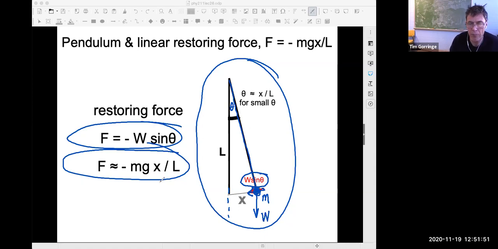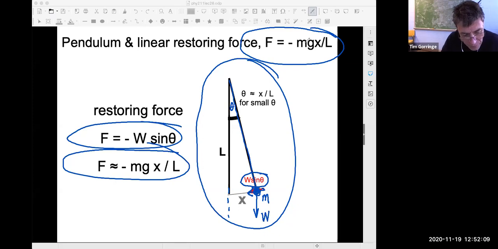They're both in proportion to x. They're both in proportion to the displacement of the mass. And so that's the core, that's the heart of periodic motion for the pendulum, that there is also a restoring force there.